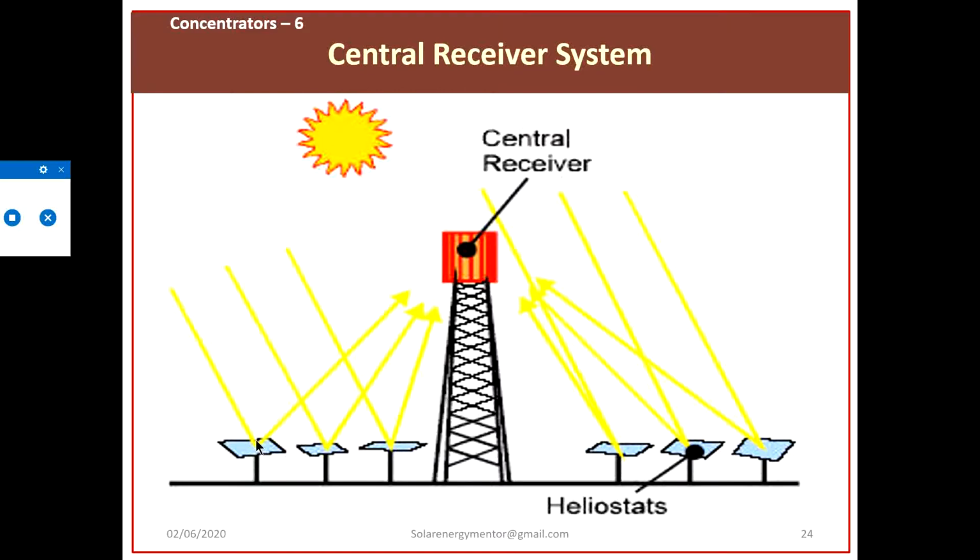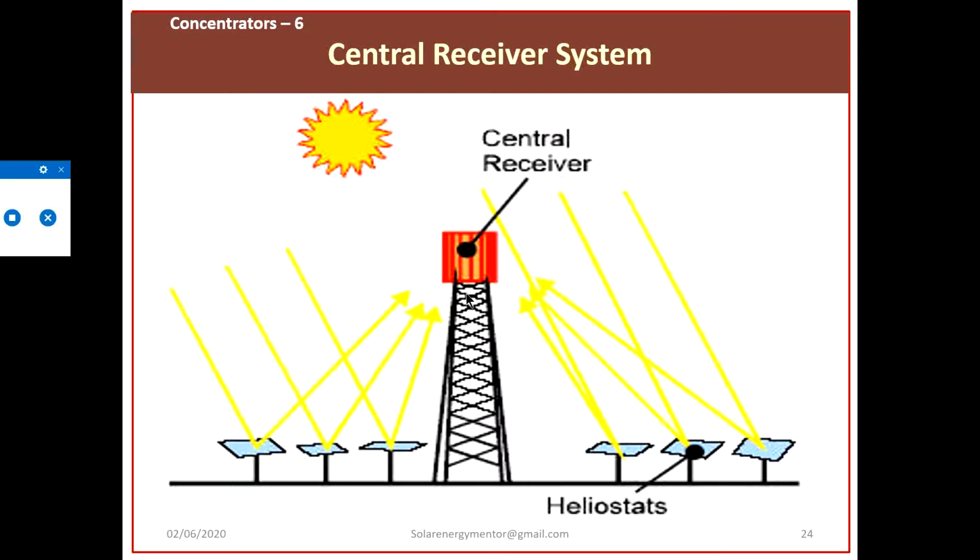They are built on a ground, and then each mirror is a separate mirror. Each mirror can track the sun. So this mirror faces the sun. It receives the solar radiation, and solar radiation is reflected again on a common point at the tower.